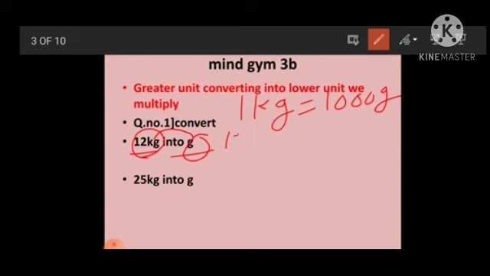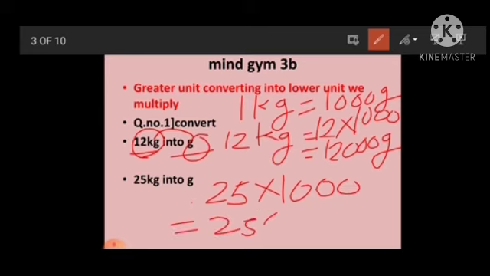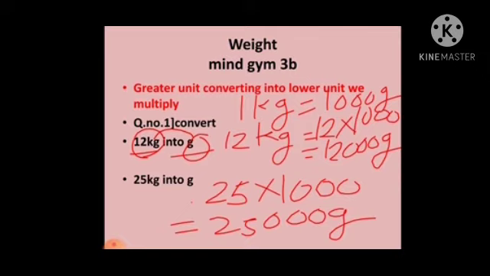So 12 kilogram, 12 multiplied by 1000 is 12,000 gram. 25 kilogram into gram. So 25 multiplied by 1000. So 25,000 gram. Next example.